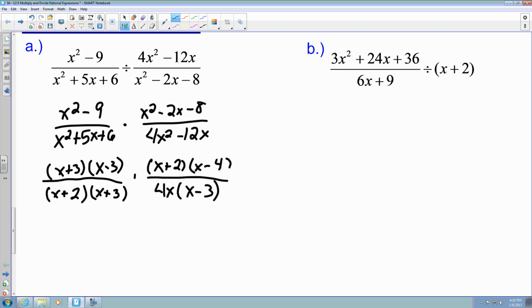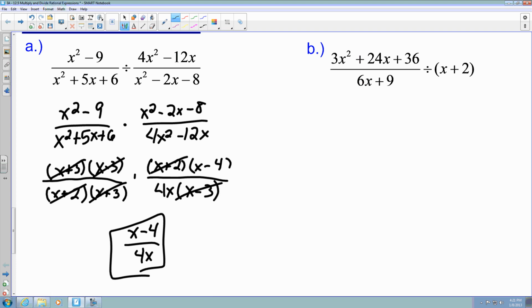Okay, so I can cancel out my x plus 2 and x plus 2. I can cancel out an x plus 3 and an x plus 3. And I can cancel out an x minus 3 and an x minus 3. So what I'm left with is x minus 4 all over 4x. Okay? Last example. I have 3x squared plus 24x plus 36 all over 6x plus 9 divided by x plus 2. Okay.